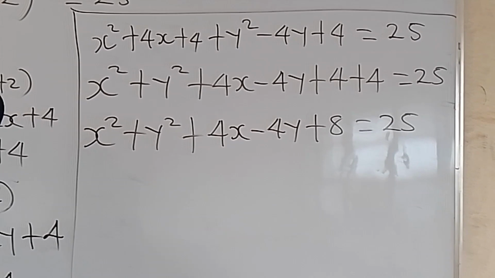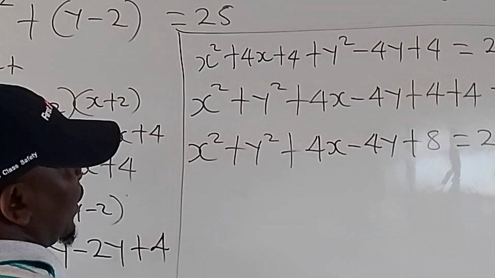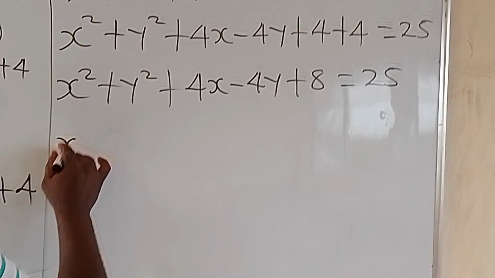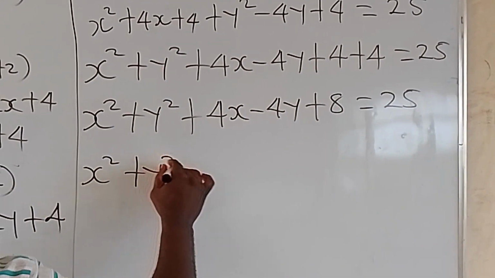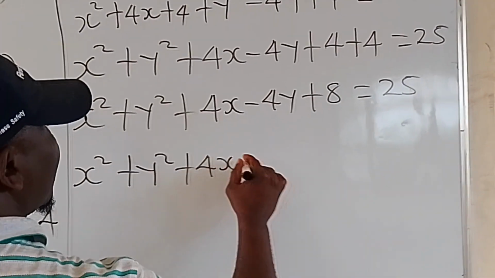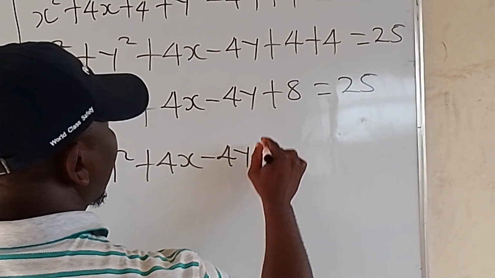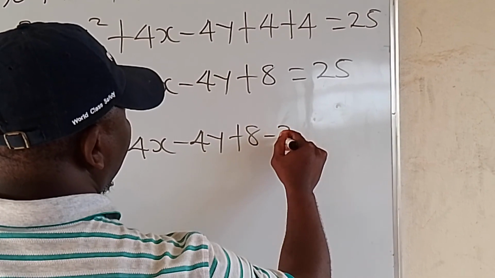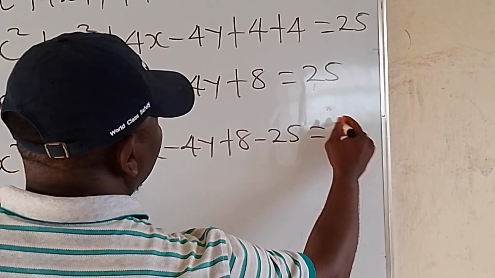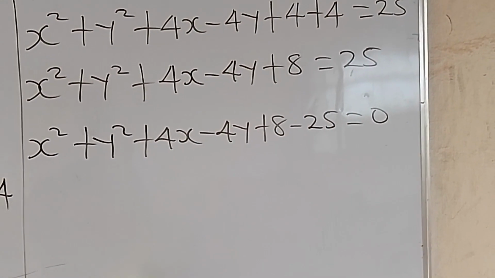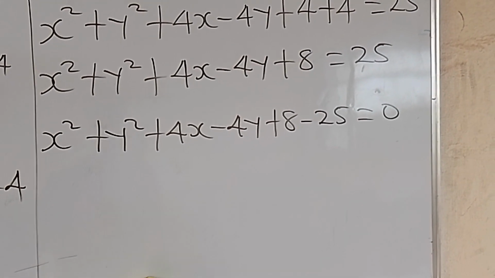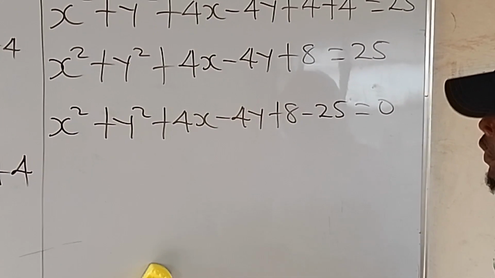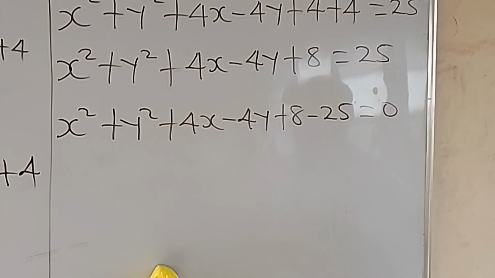So we want to meet 4x minus 4y, then plus 4 plus 4, which is 8, equals to 25. So we can bring this one this way. Our x squared plus y squared plus 4x minus 4y plus 8. This one crosses the sign of equality, minus 25 is equals to what? Equals to 0. True or false?